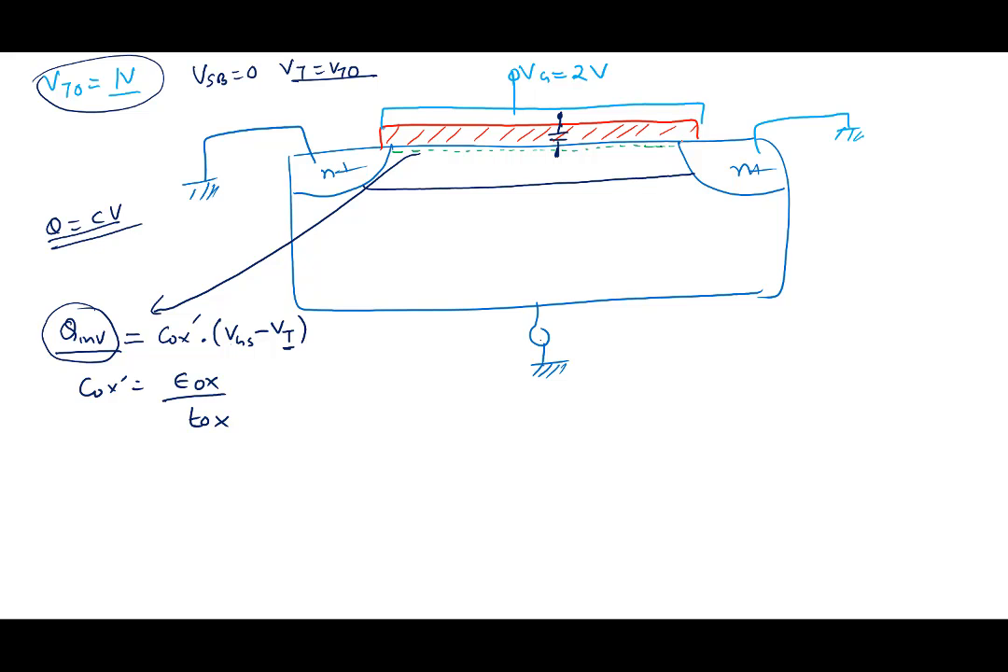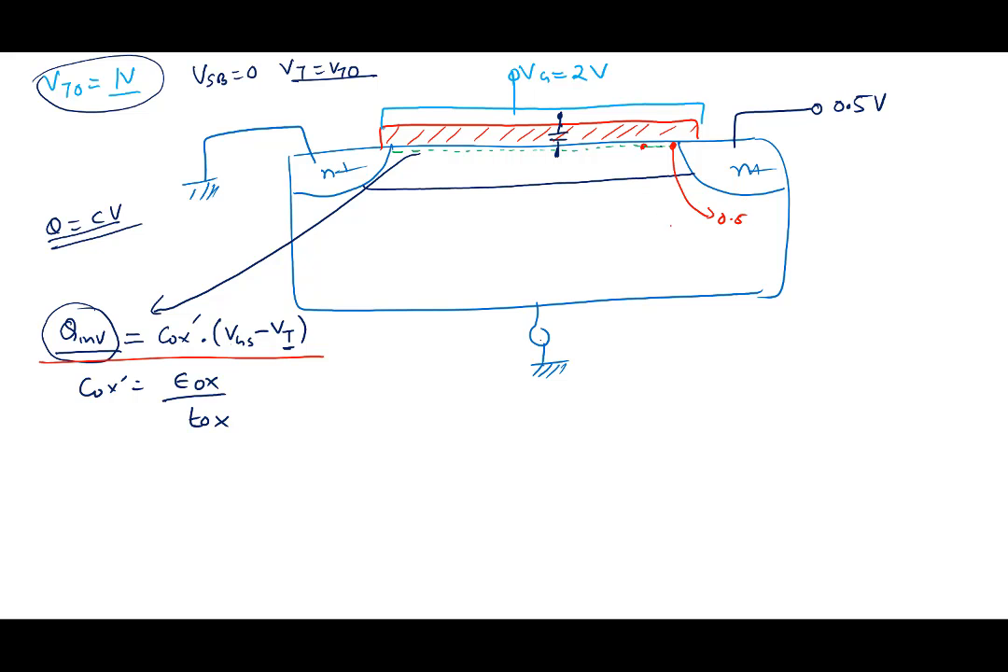So that's when you apply 0 volt. But suppose now I apply a voltage here, say 0.5 volt. Now, still the parallel plate capacitance equation is valid. But note that when you apply 0.5 volt here, the voltage in the channel here is 0.5.